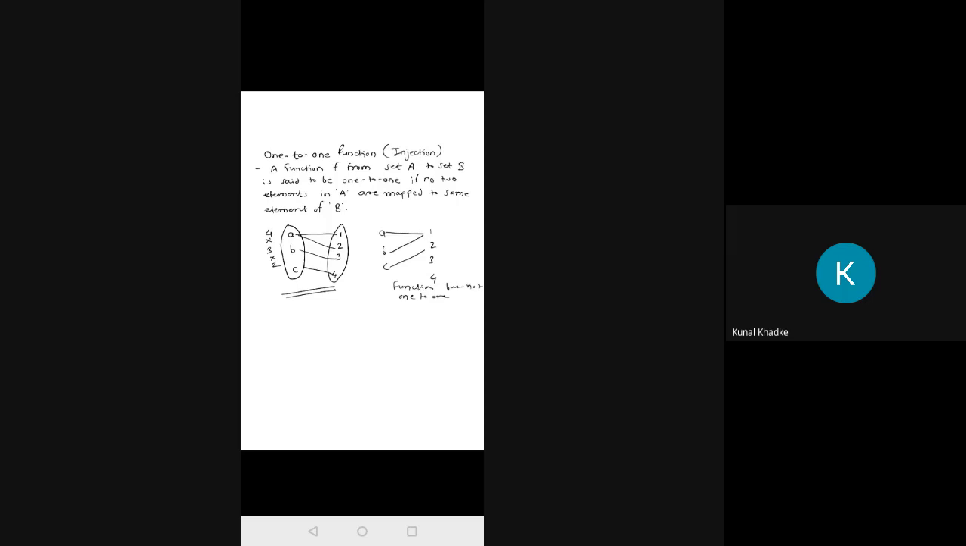So what is the mandatory condition in this one-to-one function? The mod of B, meaning the number of elements in set B, should be greater than or equal to the number of elements in A. Correct? Because every element should have one unique image. If A is having five elements, then obviously B should have five or more elements. Clear? I hope it is clear to you.